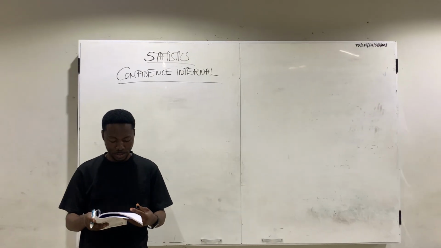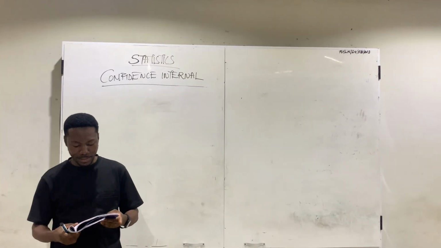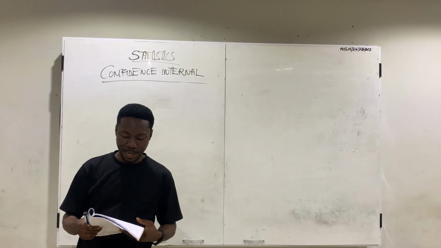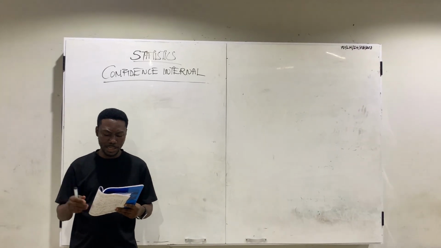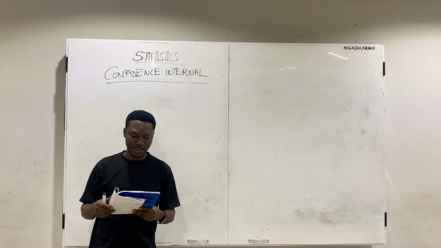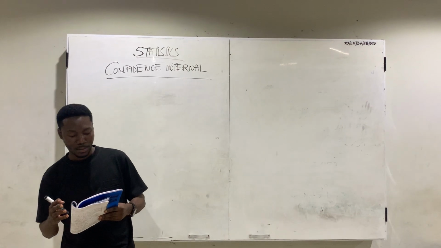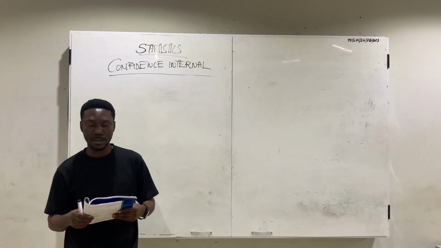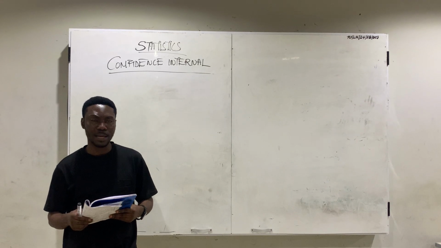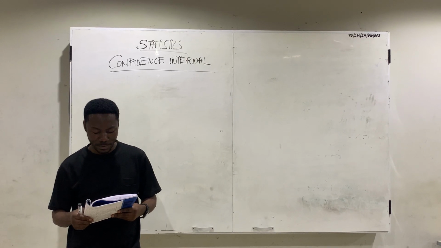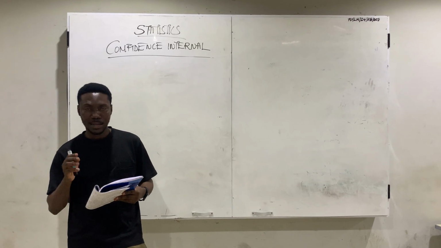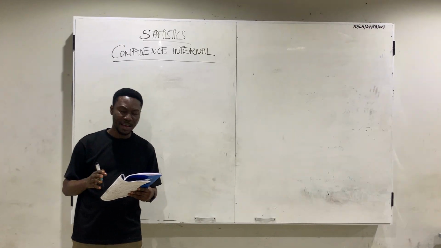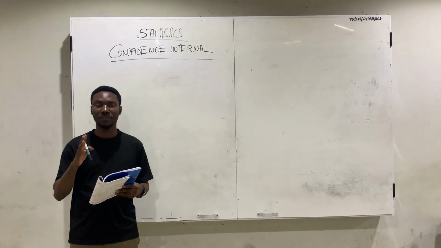I'm reading the question to you. Okay, so we have a sample of 49 women. A sample of 49 women has a mean daily step of 6,750. Standard deviation is 1,500. Calculate the 95% confidence interval of the mean.